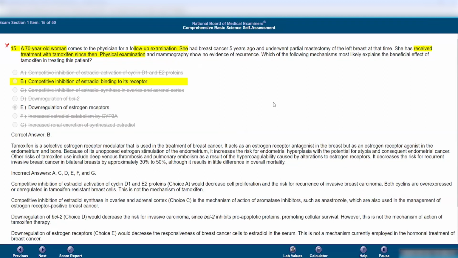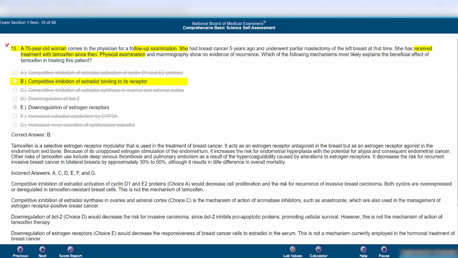So I knew this one was talking about the mechanism of action of tamoxifen. I just knew it was a SERM, a selective estrogen receptor modulator. I was thinking, is it going to downregulate the receptors or is it going to competitively inhibit? I got rid of everything else besides that, and I was like, it's a modulator. Maybe because it's a modulator, it downregulates instead of inhibits. Okay, perfect.